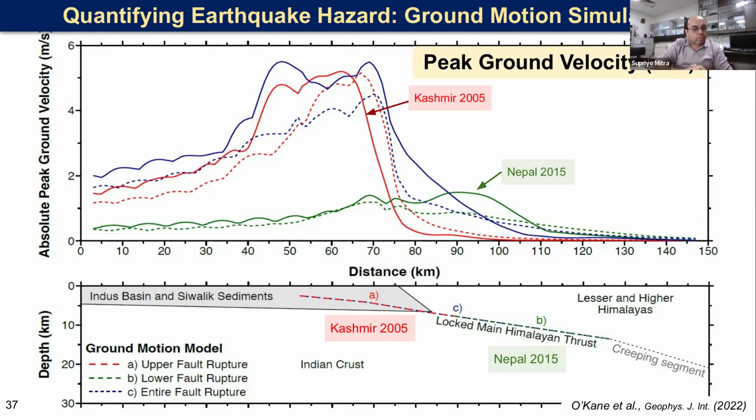The 1934 earthquake also broke the surface, in eastern Nepal. But I don't know if it moved the deeper part of the fault or not. So this is something which we do not know.